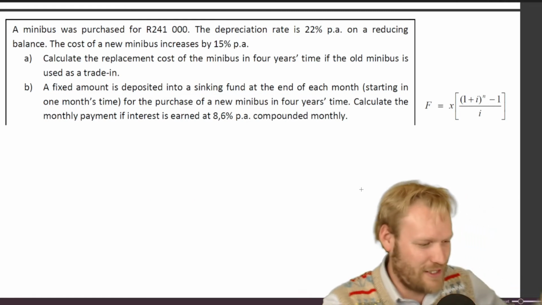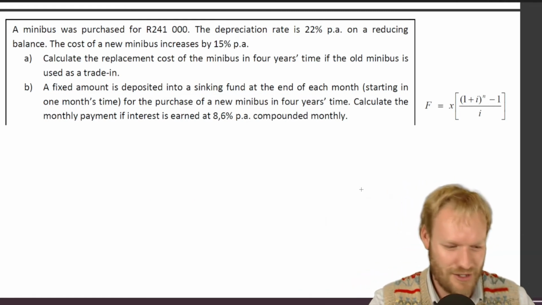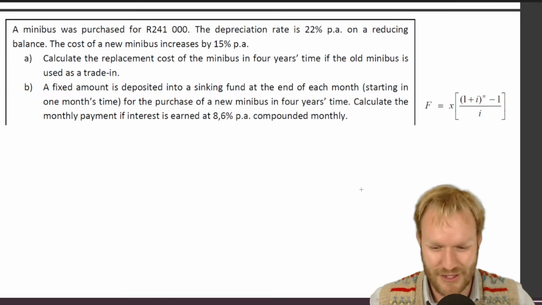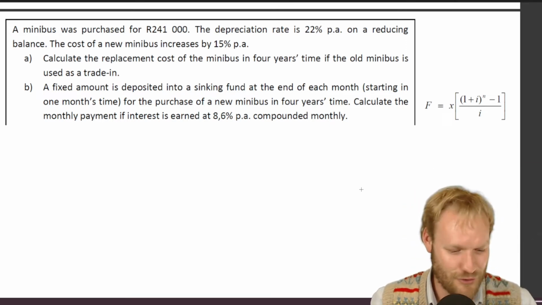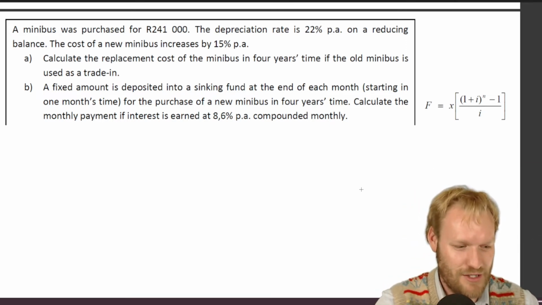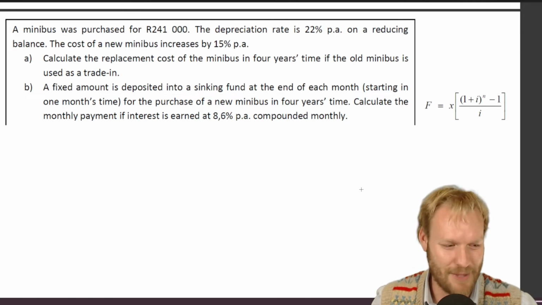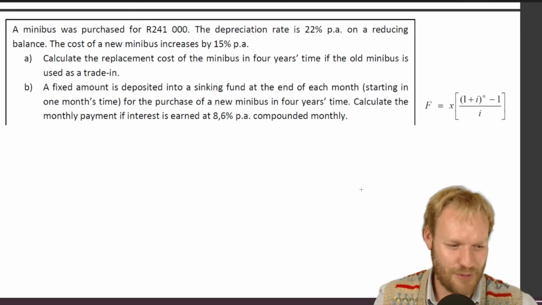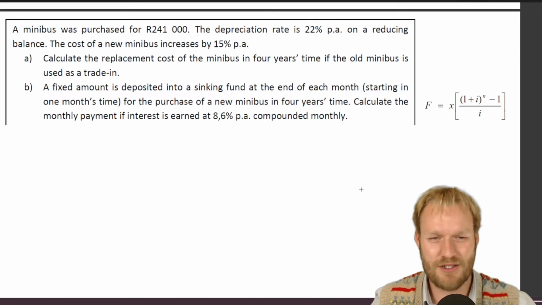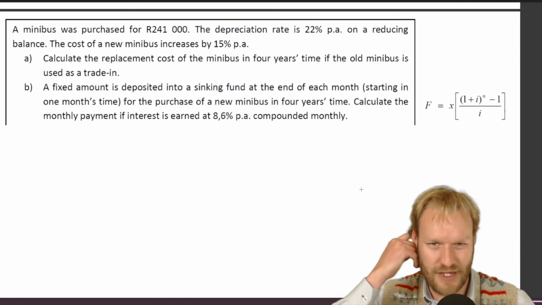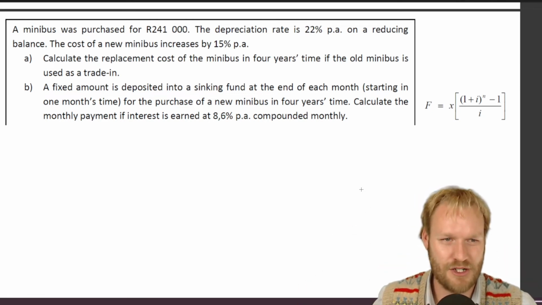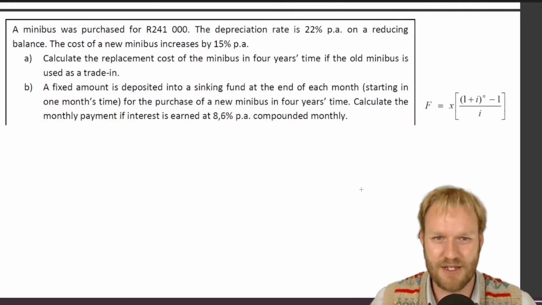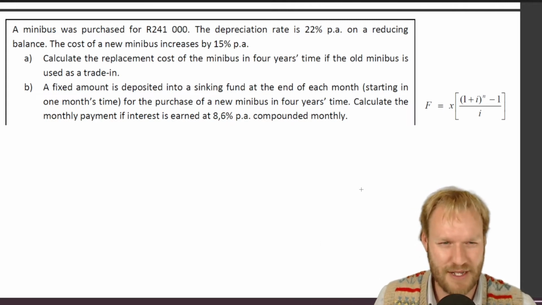Okay, so next one here, and I've just got my notes here. I'll obviously do these things before. So here we've got our next story. A minibus was purchased for 241,000. Depreciation rate is at 22% per annum, reducing balance. Cost of a new minibus increases. Okay, kind of makes sense, this story.